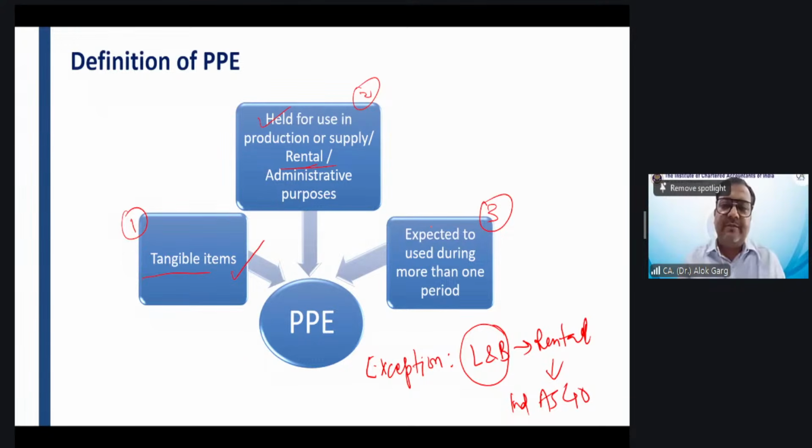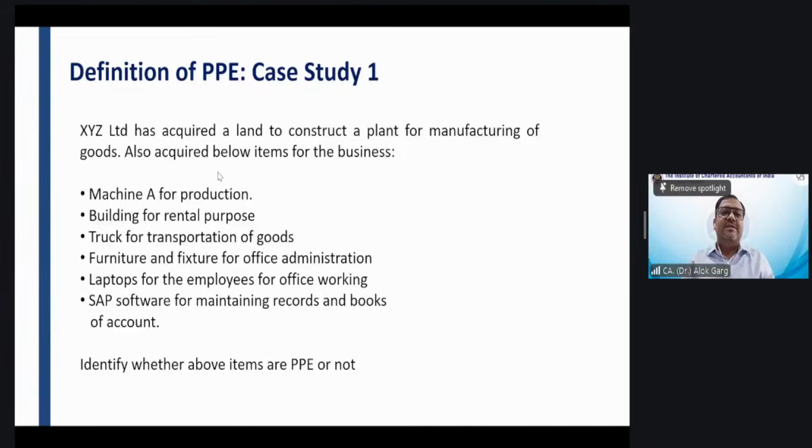Okay, great. So let's move now. Let's discuss case study number 1. XYZ Limited acquired a land to construct a plant for manufacturing of goods. Also acquired below items for the business: Machine A for production, building for rental purpose, truck for transportation of goods, furniture and fixture for office administration, laptop for the employees for office working, SAP software for maintaining records and books of accounts. Identify whether above items are PP&E or not.